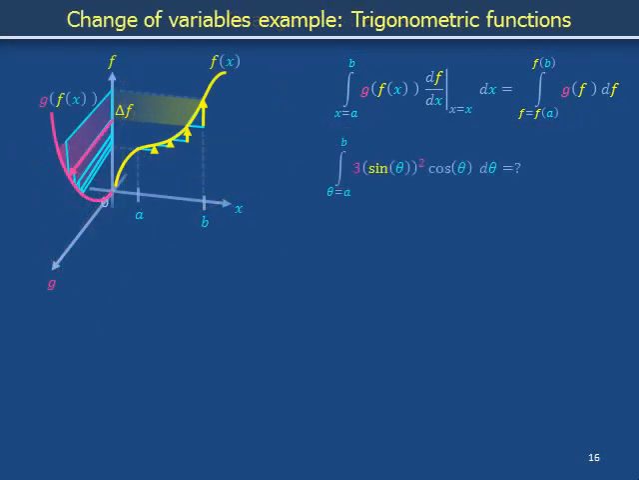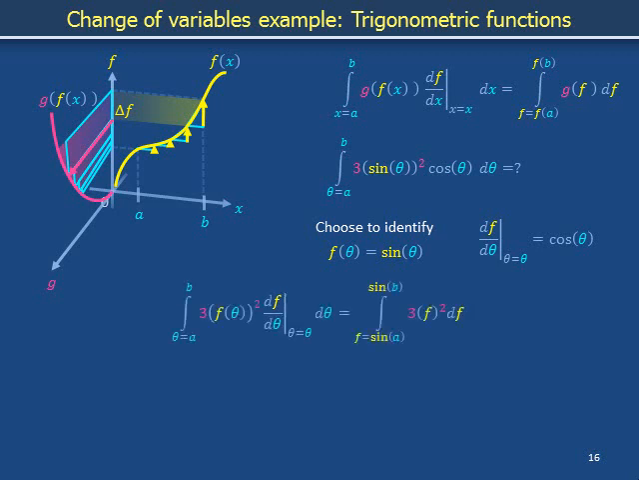As an example, suppose you are confronted with the integral from theta equals a to b of 3 times the square of sine of theta, cosine of theta, d theta. To what does this integral evaluate? Let f of theta stand for sine of theta, then the derivative of sine, that's df d theta, equals cosine of theta. We are being a little sloppy by evaluating the derivative at theta rather than at theta naught. Everywhere we initially saw sine, now instead write f, and where we saw cosine, write df d theta.